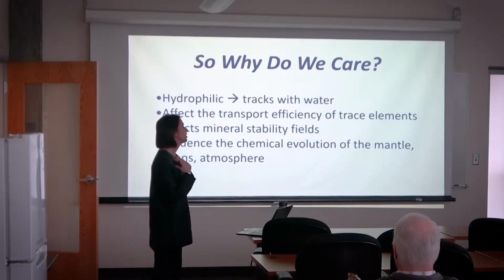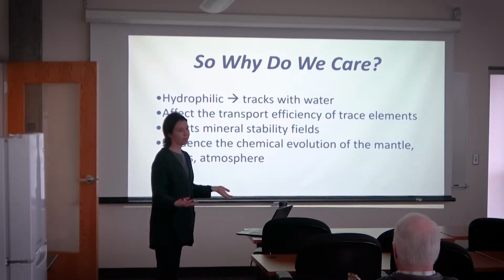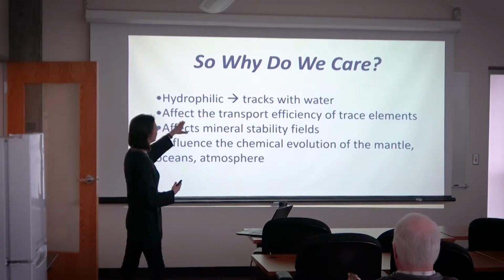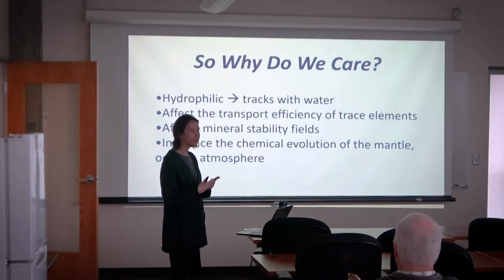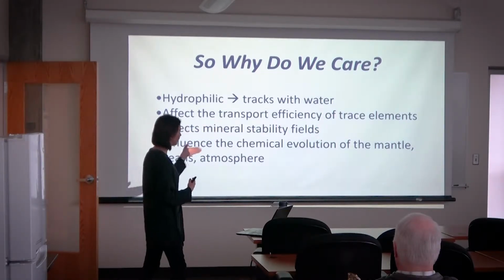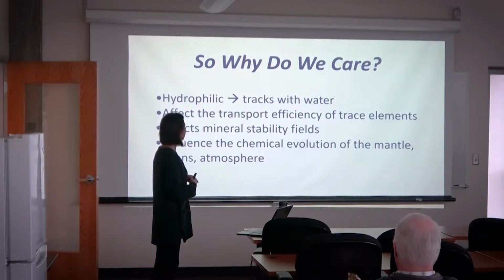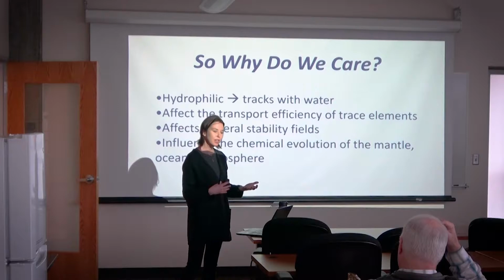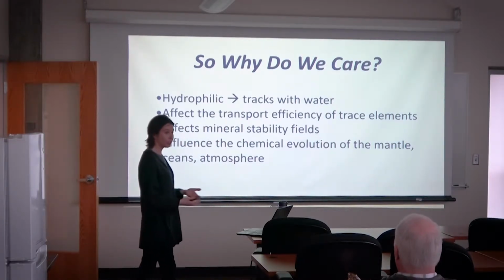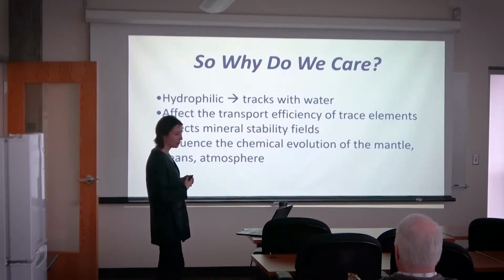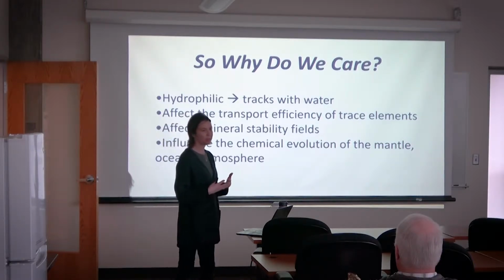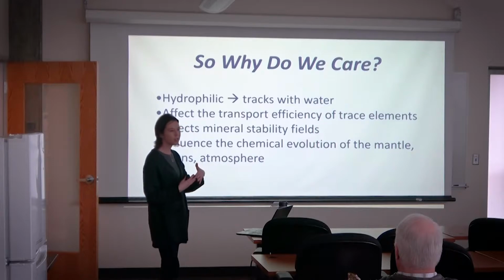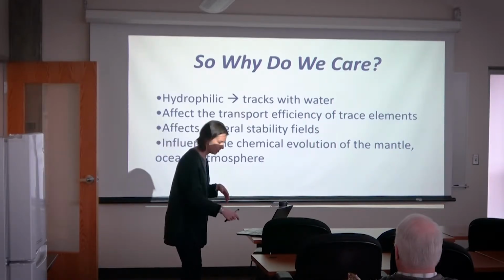One of the reasons that I'm interested in halogens is that they love water. They track with water, they're very hydrophilic, and so we can use halogens to trace the movement of water. They also affect the transport efficiency of different trace elements, particularly metals. Chlorine in particular likes to complex with metals, so it can transport metals. They also change mineral stability fields: it lowers the water activity and allows dehydration reactions to occur at shallower depths. Like the example I gave before, it can influence the chemical evolution of the mantle, the oceans, and the atmosphere. So to understand if we're putting more halogens into the mantle or more into the atmosphere has consequences for its chemical evolution.